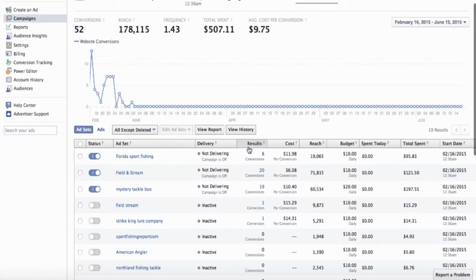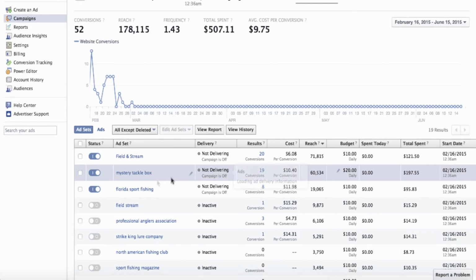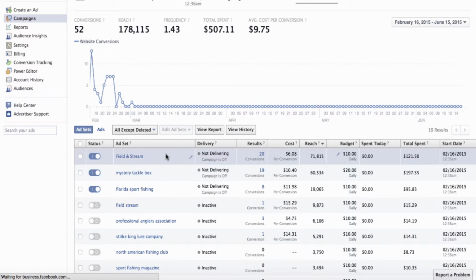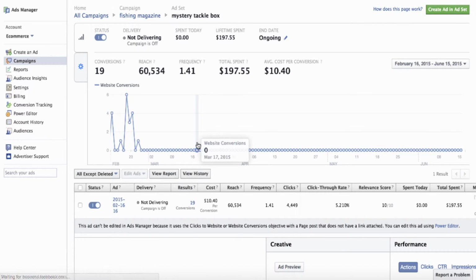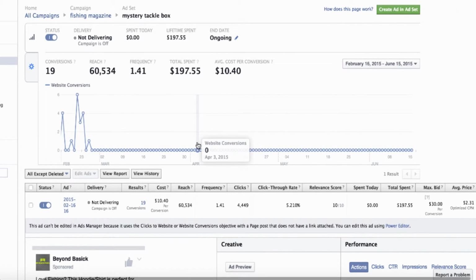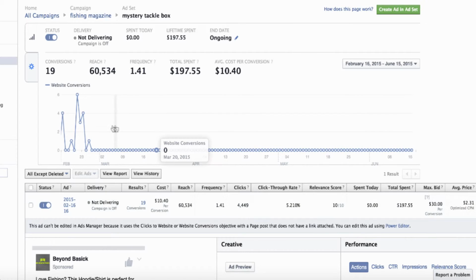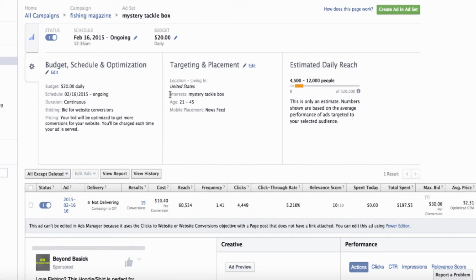Let's just do this by reach. The mystery tackle box. Now, this is another one of the buying interests that I pointed out. I believe this is an online subscription service, and they're pretty much proven buyers. Again, my OCPM is $2.31. Let's take a look at my estimated audience size. It's about half of what the other one is, and I'm paying about twice as much OCPM.